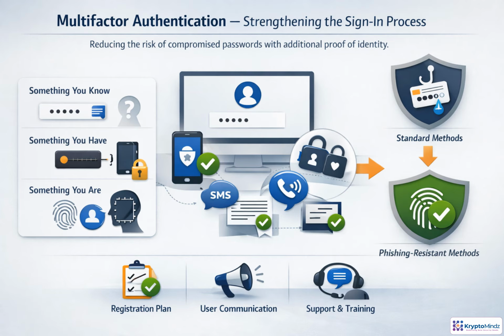Multi-factor authentication makes sign-in safer by requiring proof beyond a password. That proof can be something you know, something you have, or something you are. In Entra ID, options include Microsoft Authenticator, FIDO2 security keys, passkeys, SMS, voice, and certificates. The key point is that not all methods provide the same protection. For administrators and high-risk users, phishing-resistant options are best. A successful rollout also needs clear registration steps, communication, and support.